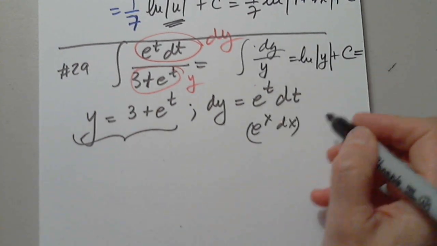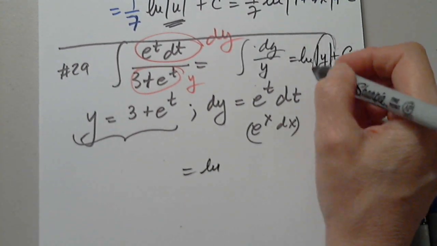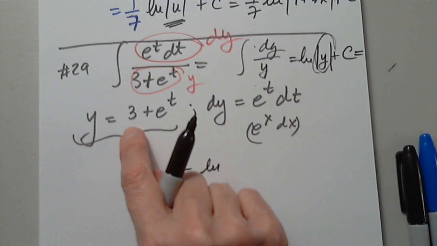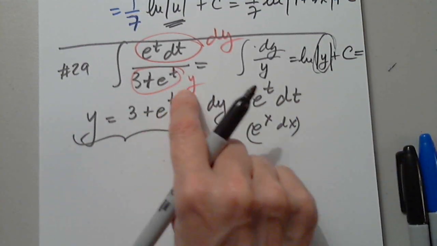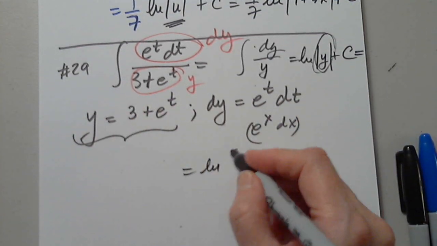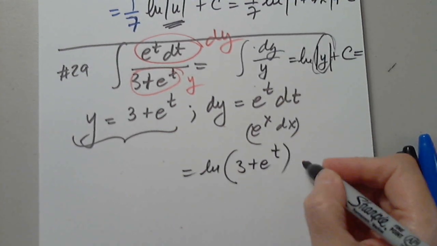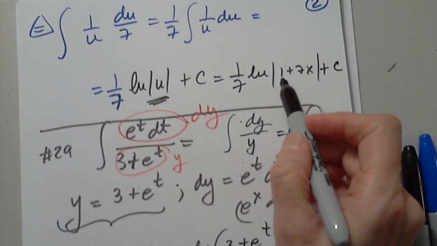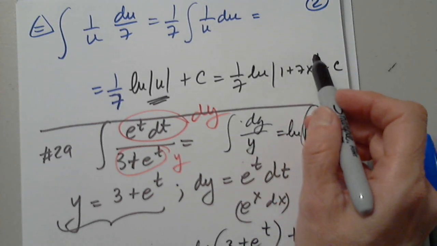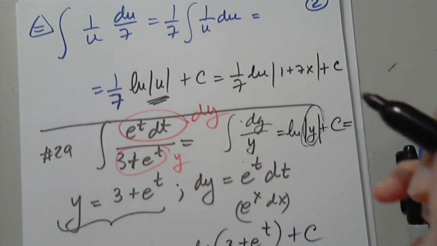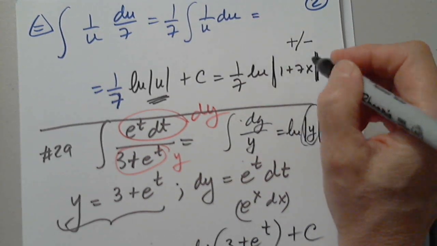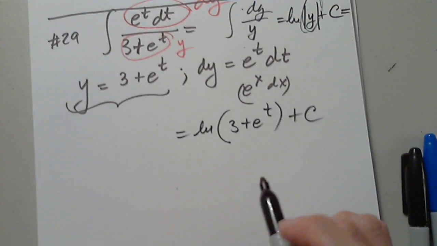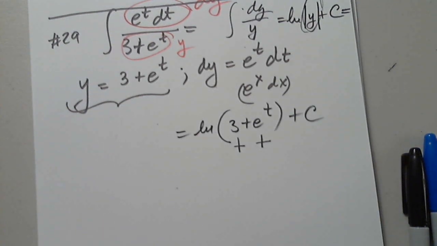So I'll continue one more step because I have to go back to the variable. What is the variable? 3 plus e to t. I don't need absolute value for 3 plus e to t because this is always positive and this is always positive. So I will use parentheses plus a constant c. Here, I cannot change the absolute value bars into parentheses because this could be positive or negative. That's why I need the absolute value. But here I don't because this is positive and this is positive.